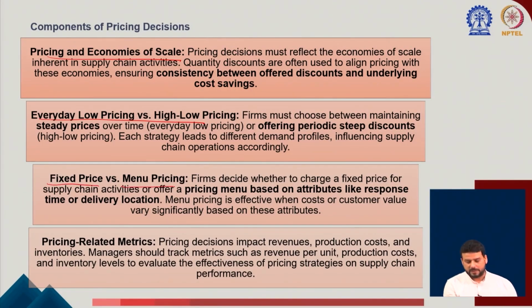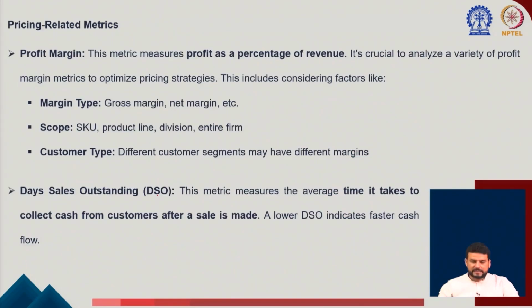Fixed price versus menu pricing. Again, you can look at Amazon. With fixed price, standard delivery is there, so that much will be charged. Menu pricing, as they have done: if you want same day delivery, 2 day delivery or whatever, they have done that. Pricing related metrics, quickly we can go to profit margin. How you are setting up your profit margin will be defined by the margin type.